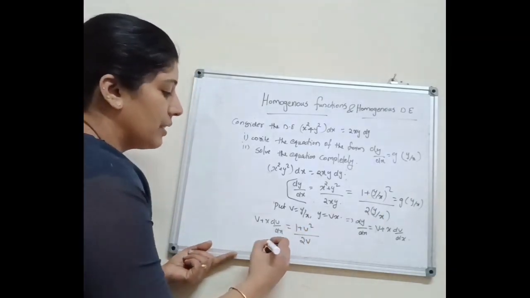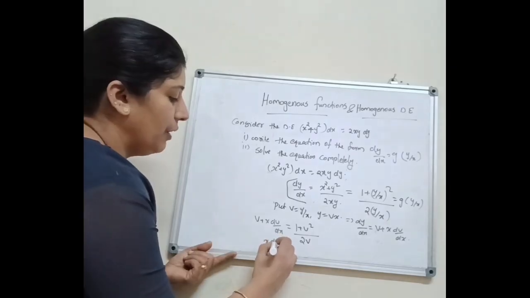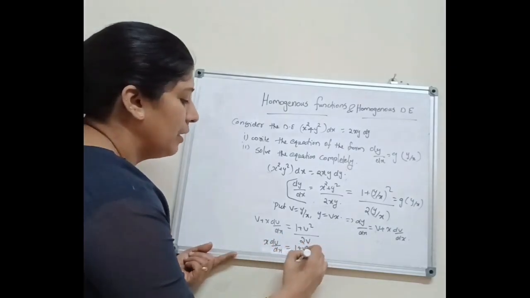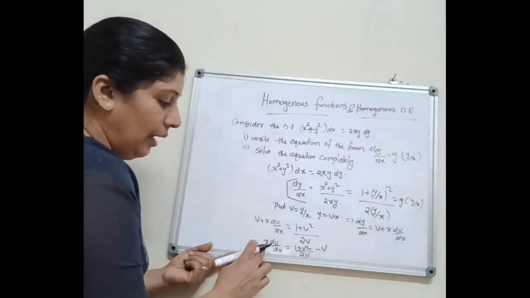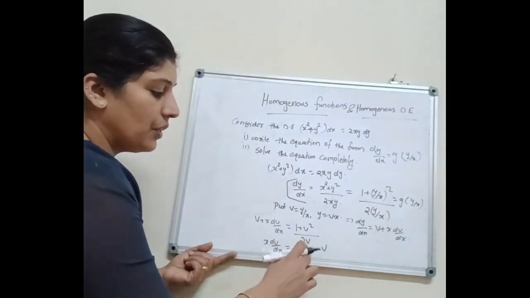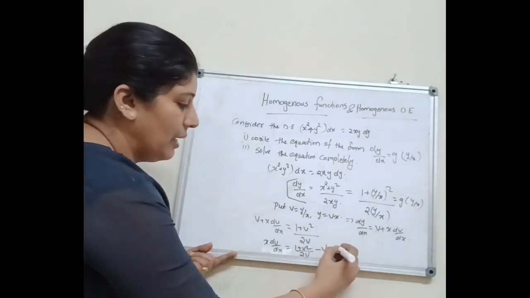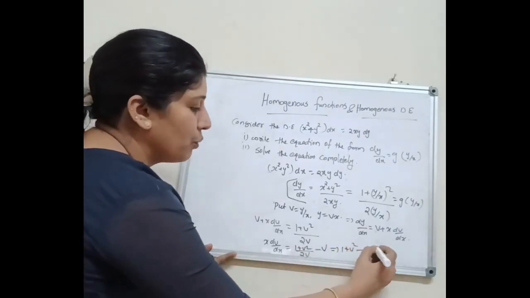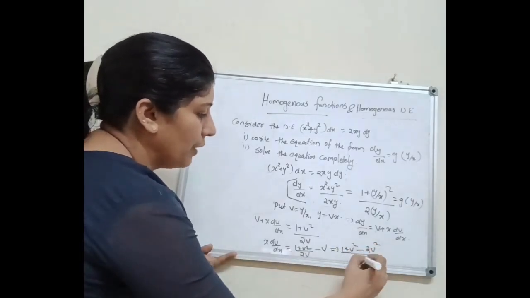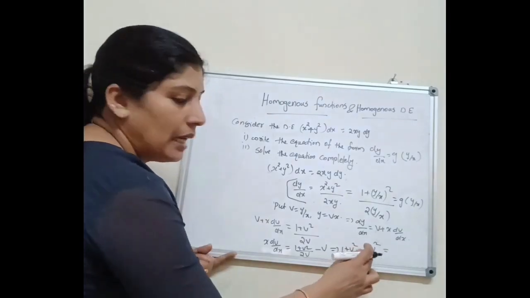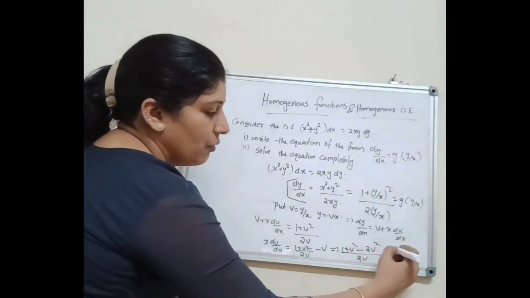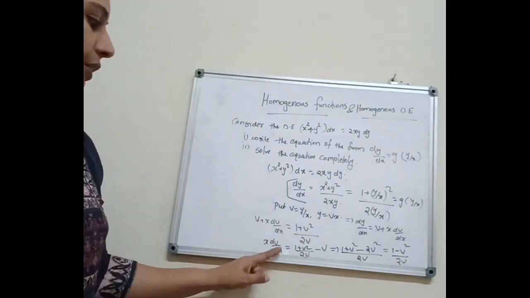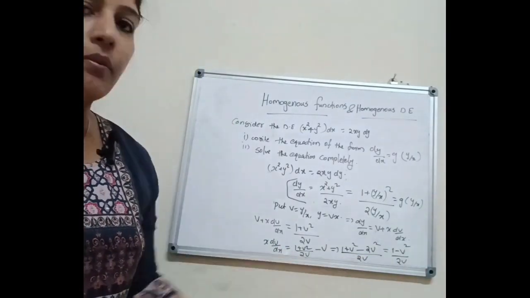Then x into dv by dx equal to (1 plus v square) by 2v minus v. That implies (1 plus v square minus 2v into v), that is minus 2v square, divided by 2v. That is v square minus 2v square, that is minus v square. That is (1 minus v square) by 2v. So x into dv by dx equal to (1 minus v square) by 2v.